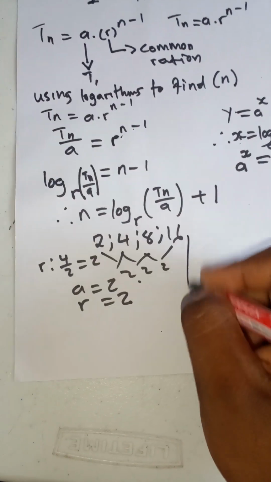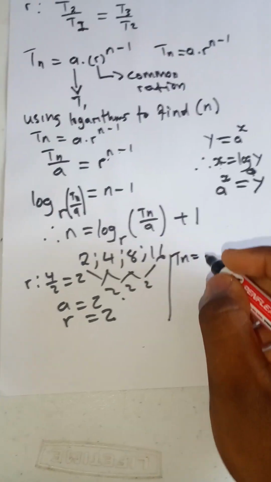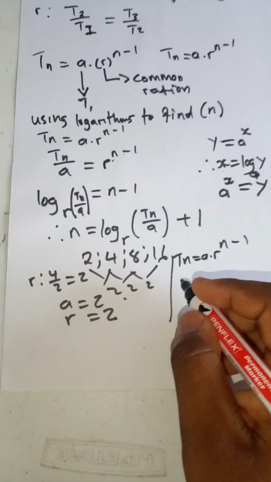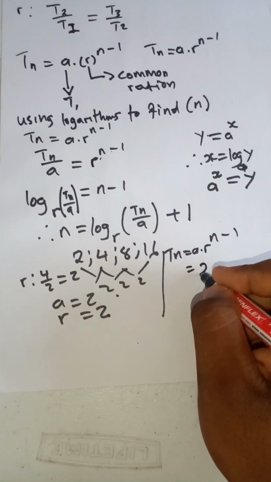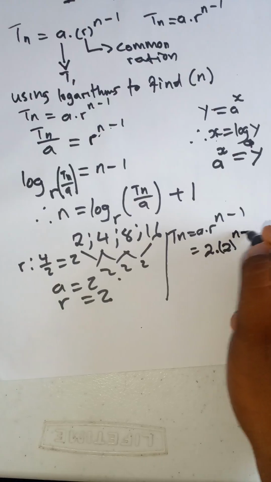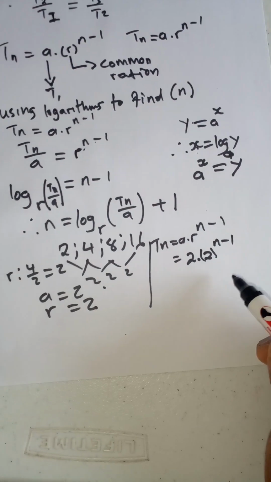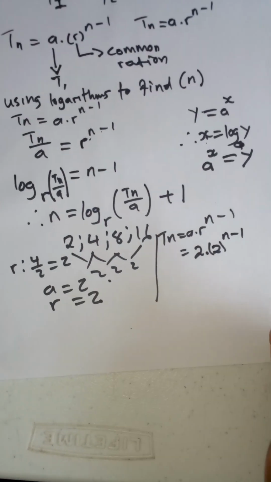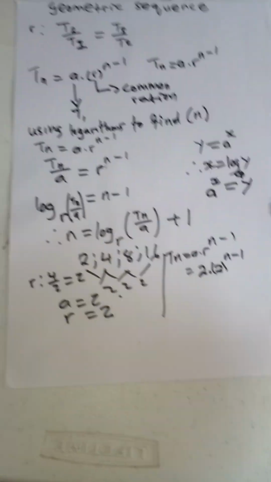So what is it going to be? Tn is going to be equal to a times r to the power of n minus 1, whereby my a is 2 times 2. You can put it in brackets, then n minus 1. That is your general term. Please don't write 4 to the power of n minus 1.